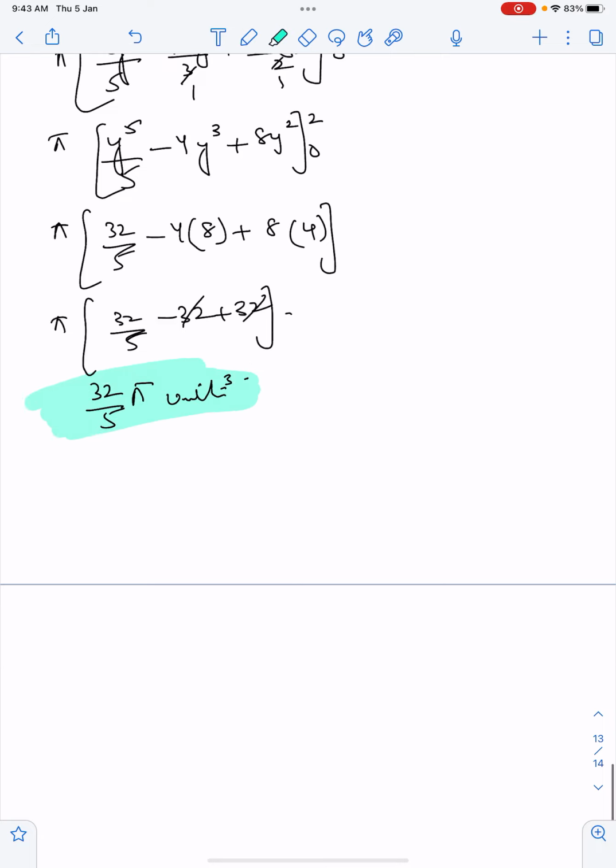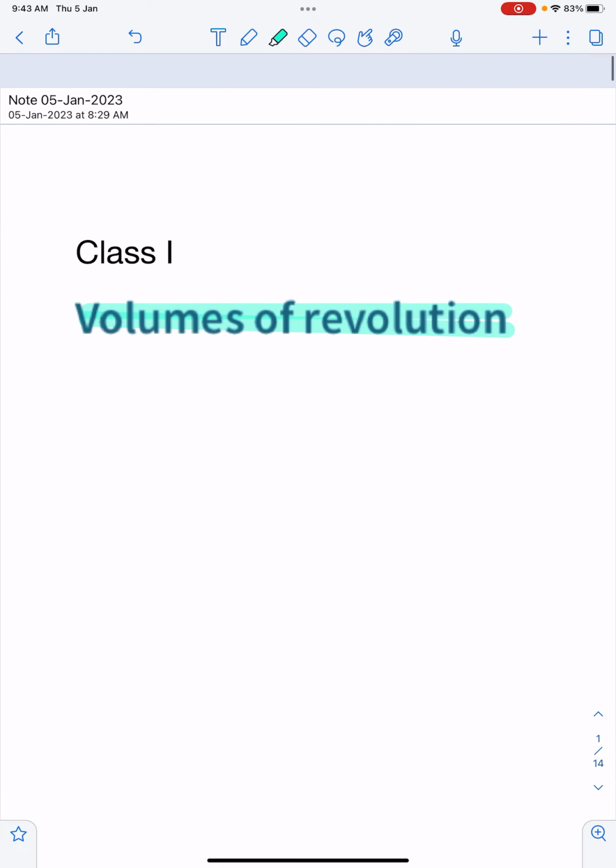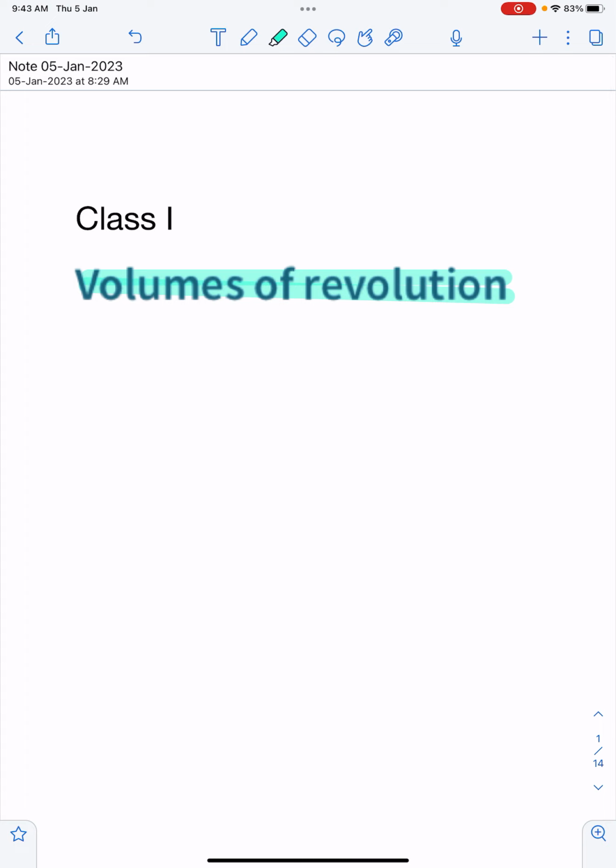Okay, this brings us to the end of the video. In this class today, we've learned how to find out the volume when the shaded area is rotated about the x-axis or about the y-axis. Okay, in the next class of volume of revolution, we're going to do past paper questions and the most recent past paper questions. Thanks a lot for watching the video.